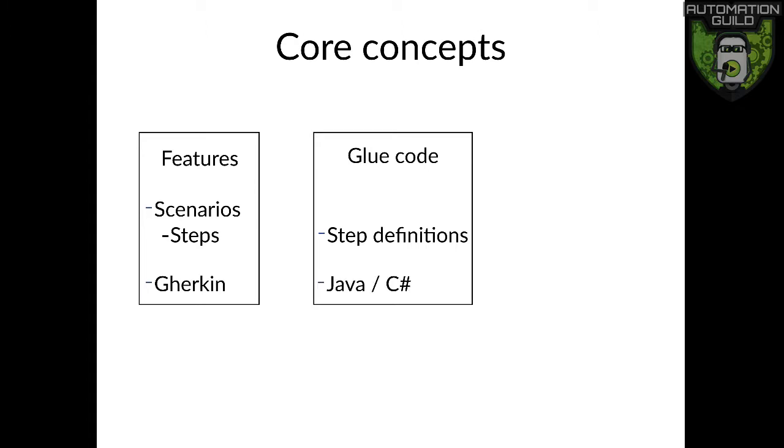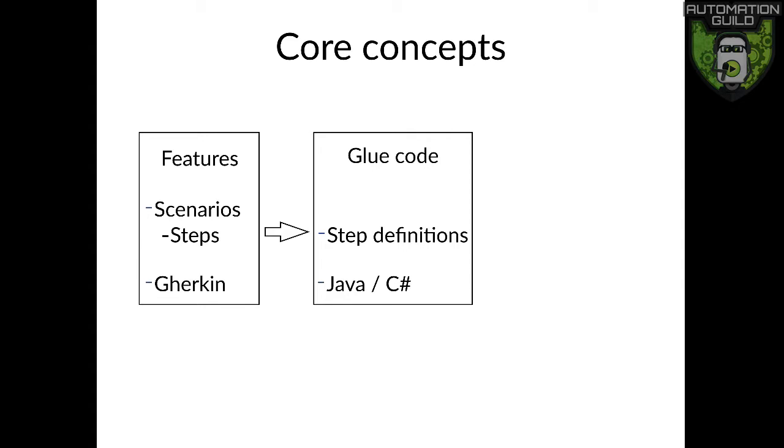These step definitions are written in the language of the Cucumber implementation that you're using. That might be Java if you're using Cucumber for Java. It might be C# if you're using SpecFlow. If you're using the original version of Cucumber, which is Ruby, it would be Ruby or JavaScript, or in fact any of dozens of languages which have bindings to Gherkin.